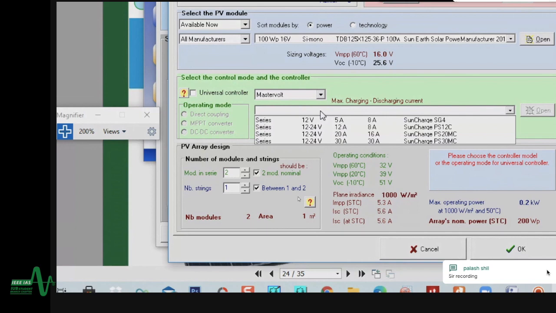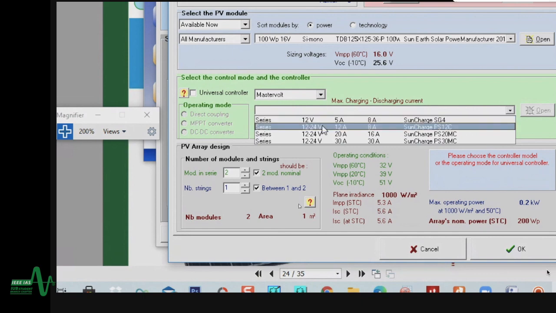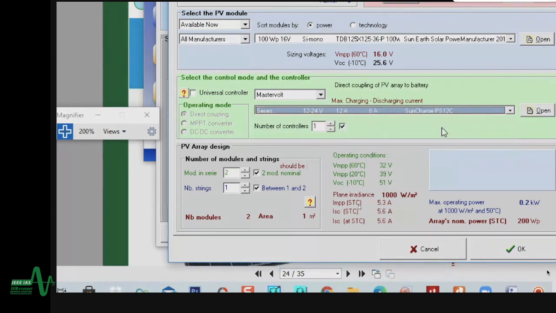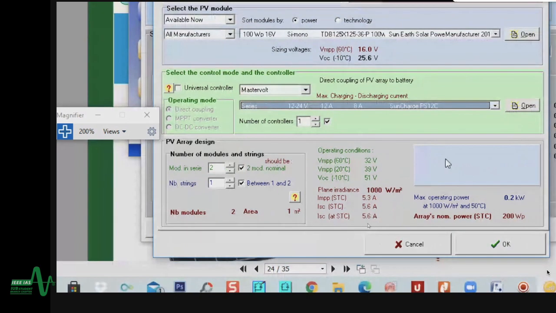Okay, no problem. And right now I have to choose a controlling system. So let's choose a 12 to 24 volt system, 12 ampere. That means the maximum charging it can handle is 12 ampere, and the discharging rate is 8 ampere. So I'm choosing that. Look, here there is no notification, so no notification means it's absolutely fine. It will work perfectly. And the modules in series, it's actually showing it automatically: 2 modules will be in series, 1 module will be in parallel connection.